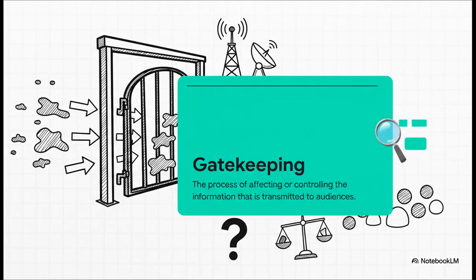So the official term is gatekeeping. It's the whole process of filtering information before it's sent out. And to be fair, it has to happen. It's impossible to report on everything all the time. So the real question isn't if it's happening, but how is that filtering being done?